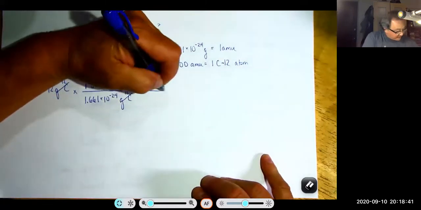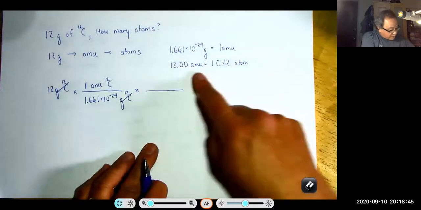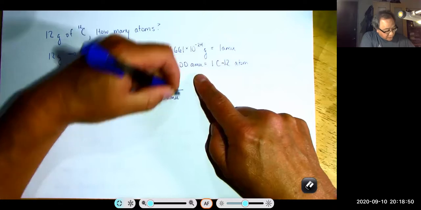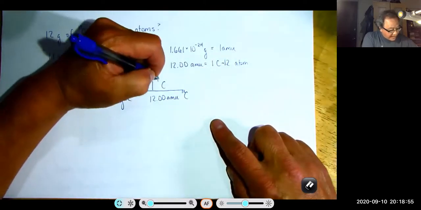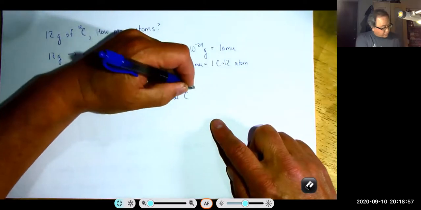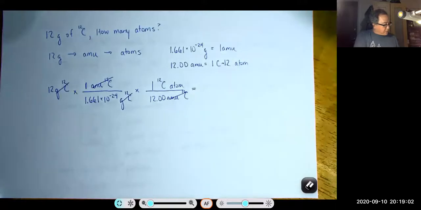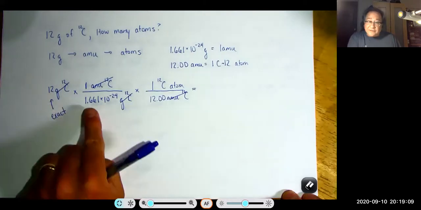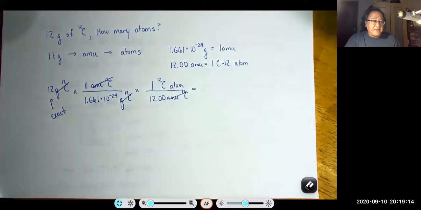Now I want to get rid of the AMUs, so I'm going to put 12.00 AMU of carbon 12 per 1 carbon 12 atom. So again, I'm using my units to decide what goes on the top and what goes on the bottom. So here's the calculation. Now remember, this is exact. This has 4 sig figs, this has 4 sig figs, so we're going to end up with 4 significant figures at the end of this.